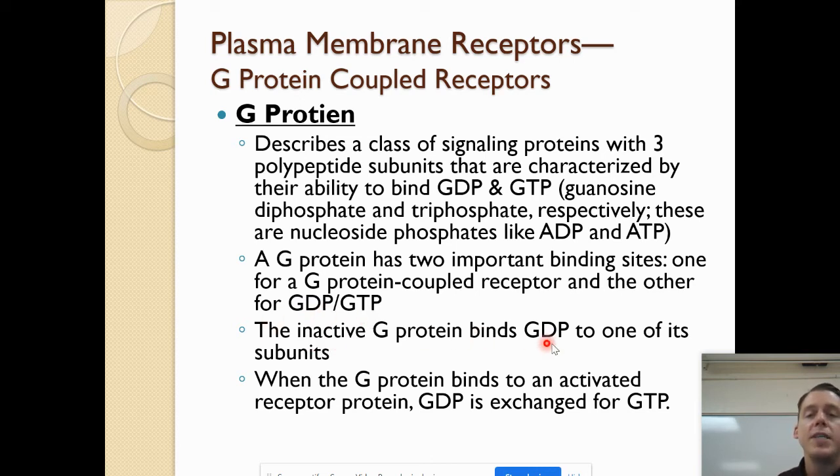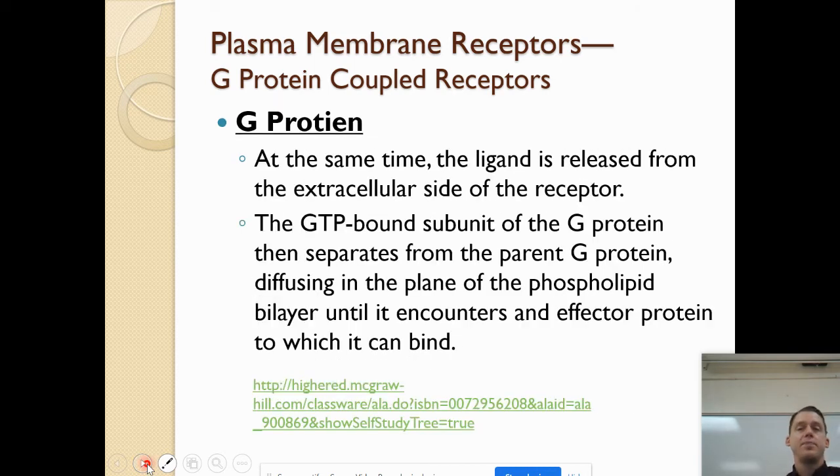The inactive G protein binds GDP to its subunits if it's inactive, and it exchanges that for GTP when it is activated. So the activated G protein has GTP, highly energetic. The G protein that is inactive has GDP. At the same time, the ligand gets released. So when that G protein is activated, the ligand goes away so that it can be used again.